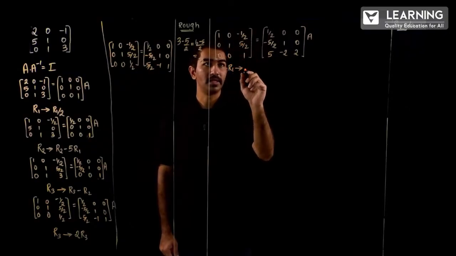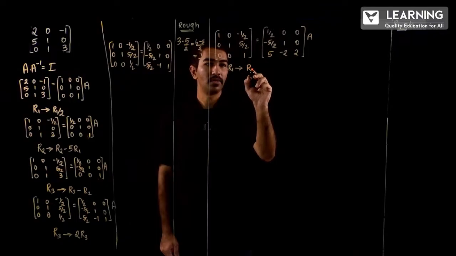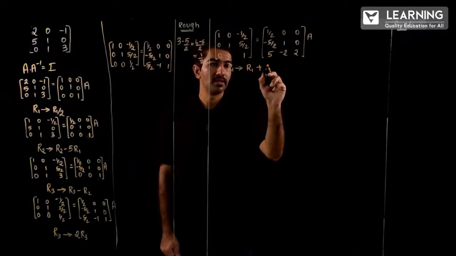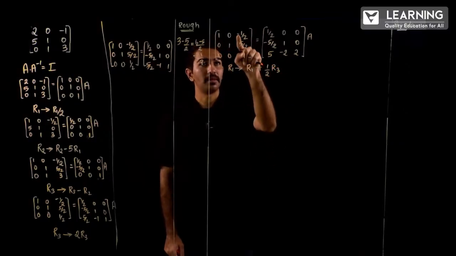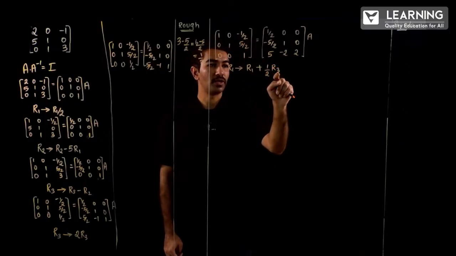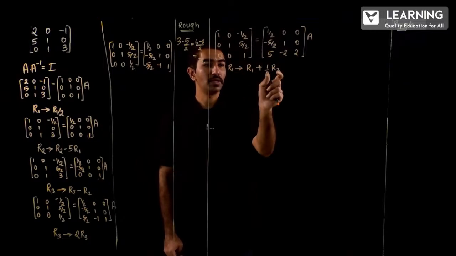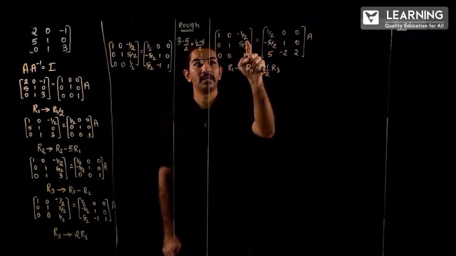R1 equals R1 plus 1 by 2 of R3. Correct. What is R1? Minus 1 by 2, plus 1 by 2 of what is R3? 1. Minus 1 by 2 plus 1 by 2 will become 0. So this is finished. We have to make this 0 now.